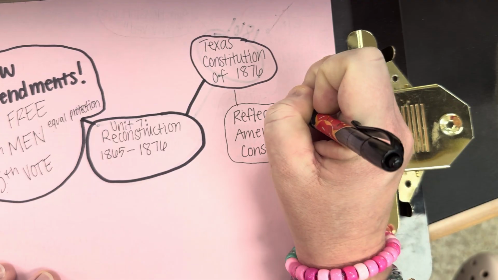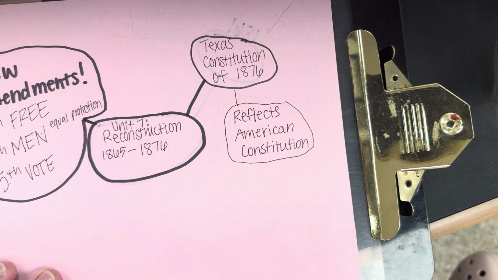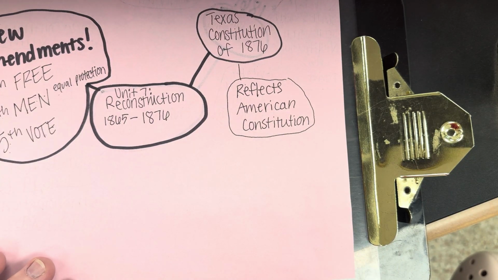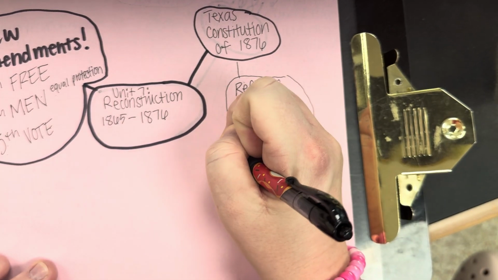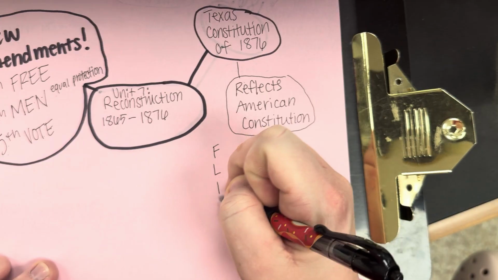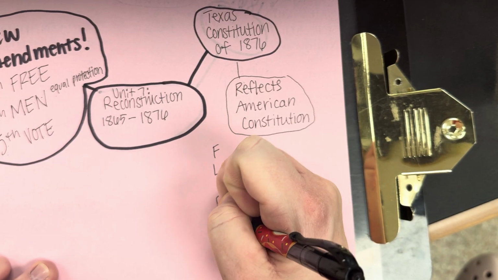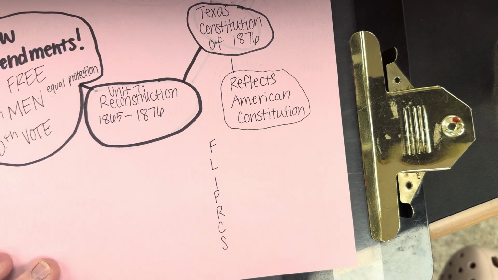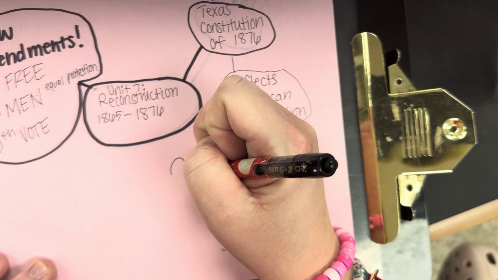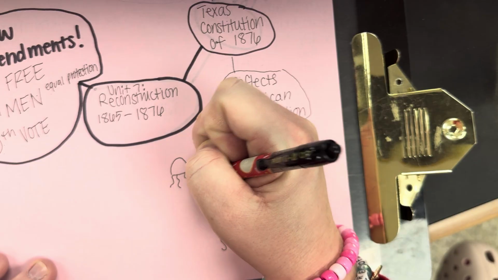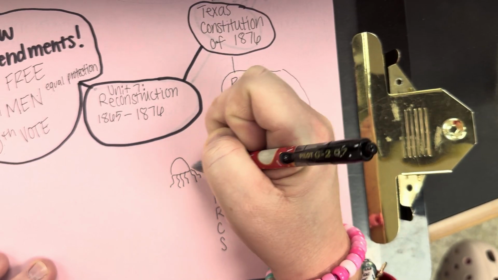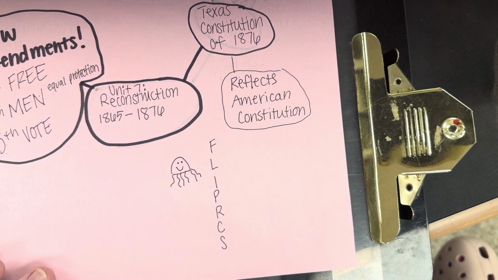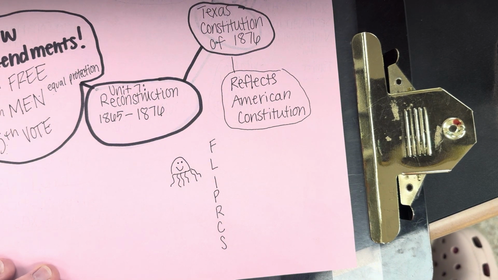We talked about that in class, and the way that we're going to remember those constitutional principles that are essential to democracy are flip rocks. I hope that your class got to make a jellyfish. Maybe they didn't. I don't know. But if your class did make a jellyfish, then it was definitely a constitutional jellyfish for flip rocks.